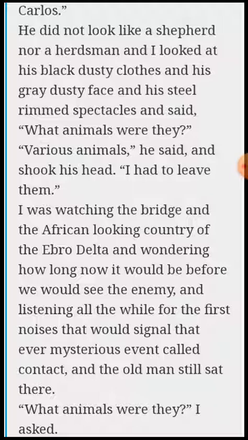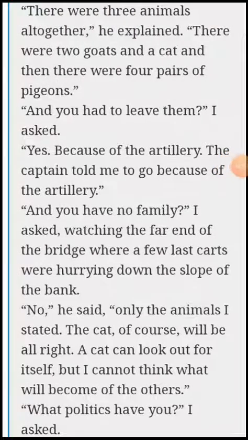"So what animals were they?" I asked. Then the narrator again asked, having different thoughts in his mind, what animals they were. "There were three animals altogether," he explained. "There were two goats and a cat, and then there were four pairs of pigeons." Then the old man replied, there were three animals altogether. He told him, there were two goats and a cat, and then four pairs of pigeons.